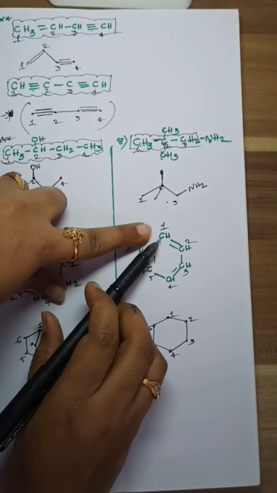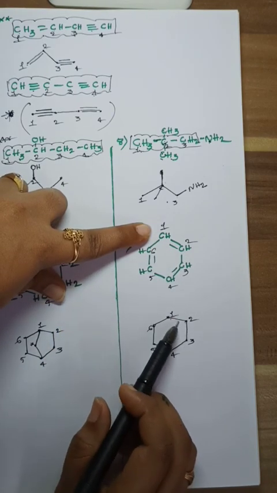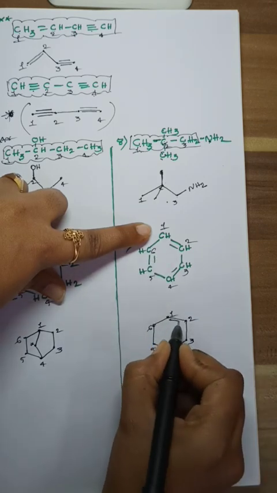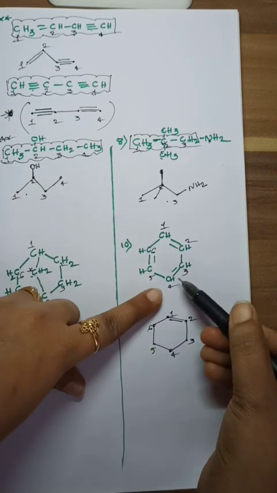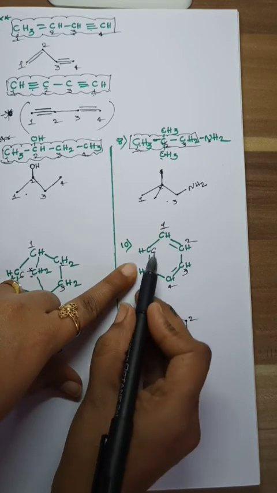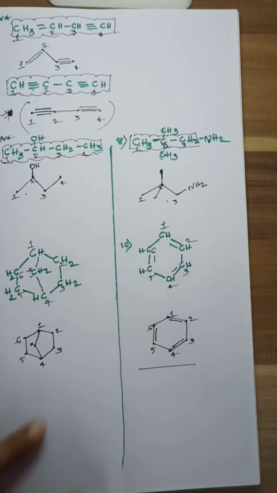Now see, between first and second carbon a double bond is present. Between first and second carbon I wrote a single bond here, but a double bond is present, so write one more bond here. And between third and fourth carbon one more bond, and between fifth and sixth carbon one more bond. So this is the bond line formula for the 10th example.